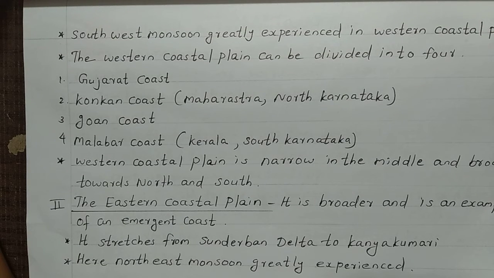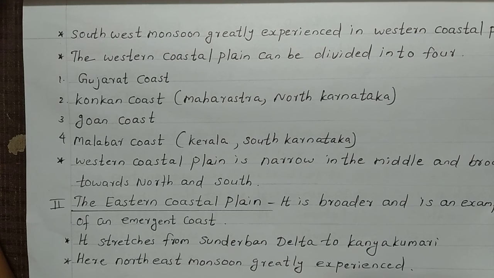Southwest monsoon is greatly experienced in Western Coastal Plain. This area is not at all getting the northeast monsoon. Here mostly we are getting southwest monsoon. The Western Coastal Plain can be divided into four: Gujarat Coast, Konkan Coast, Goan Coast, Malabar Coast.